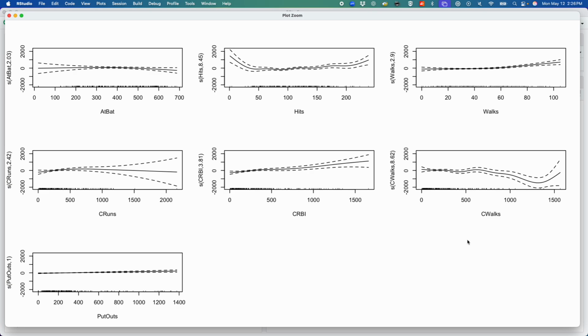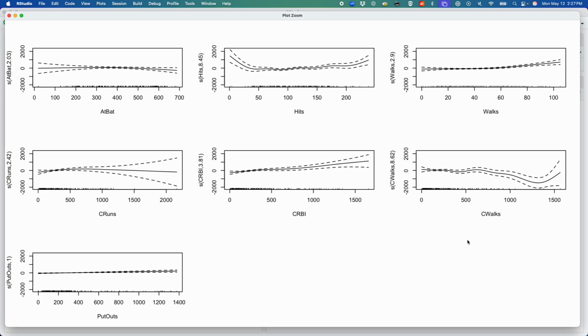All right, what is going on here? Each plot represents the relationship between one of your explanatory variables and your response variable. The y-axis on each of these represents the salary, and the x-axis is each variable here. So CRuns, CRBI, CWalks, and so on.